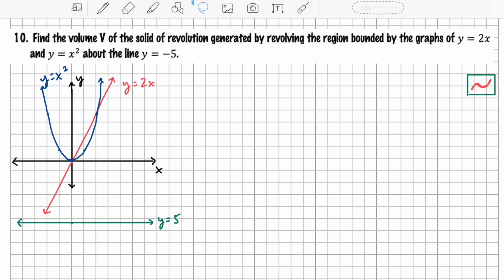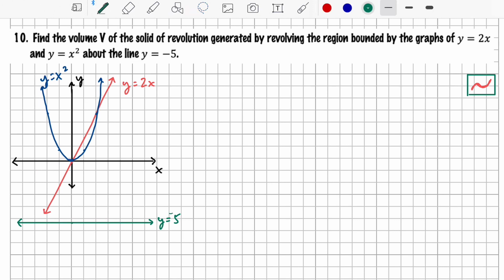Okay, next example, which I already graphed. It says find the volume of the solid of revolution generated by revolving the region bounded by the graphs of y equals 2x and y equals x squared about the line y equals -5.